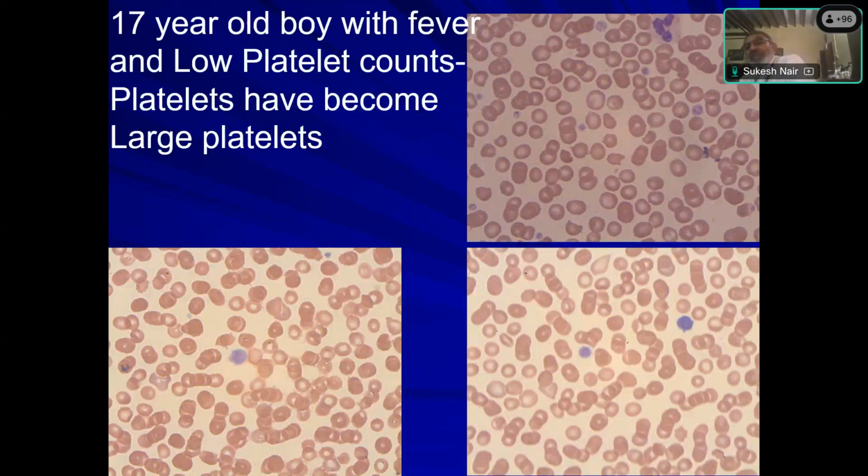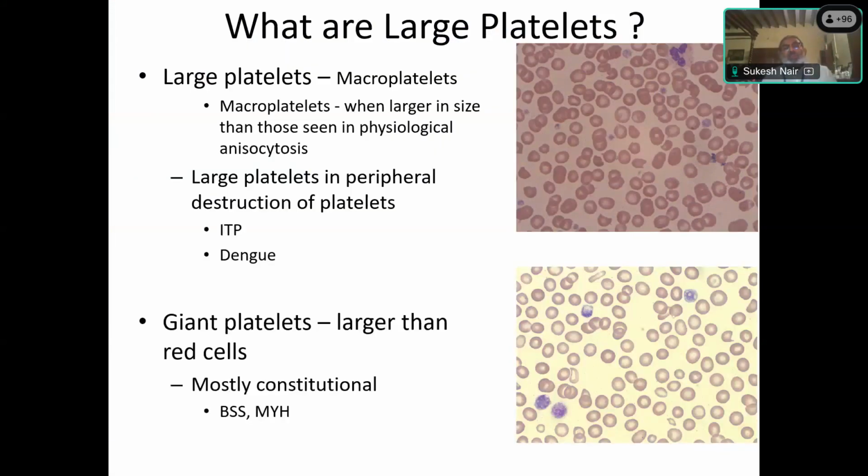I have been looking at this boy's peripheral smear. On the day it was 75,000 here, but you can see that as his platelet count starts dropping, his platelets, which are normal morphology and normal size, start becoming larger. And you can see that this is when the platelet count was 20,000. This is when the platelet count was 10,000. You can see that most of the platelets are large and bluish in color, which we call large young platelets. So what are large platelets?